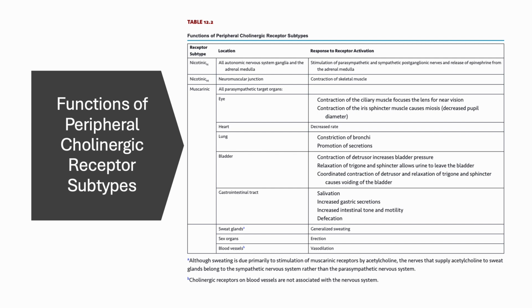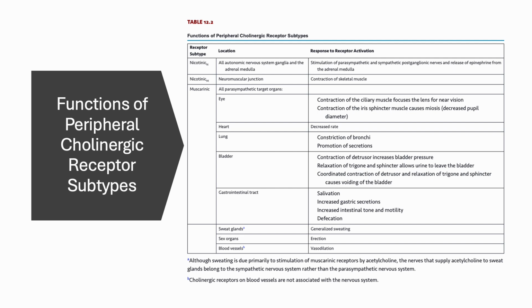So let's look first here, activation of nicotinic N. And the N stands for neuronal. So these are the neuronal receptors that are promoting ganglionic transmission at the site of the ganglia of the sympathetic and parasympathetic nervous systems. Additionally, nicotinic N or nicotinic neuronal receptors can promote the release of epinephrine from the adrenal medulla. The activation of nicotinic M or nicotinic muscle receptors causes contraction of skeletal muscle.